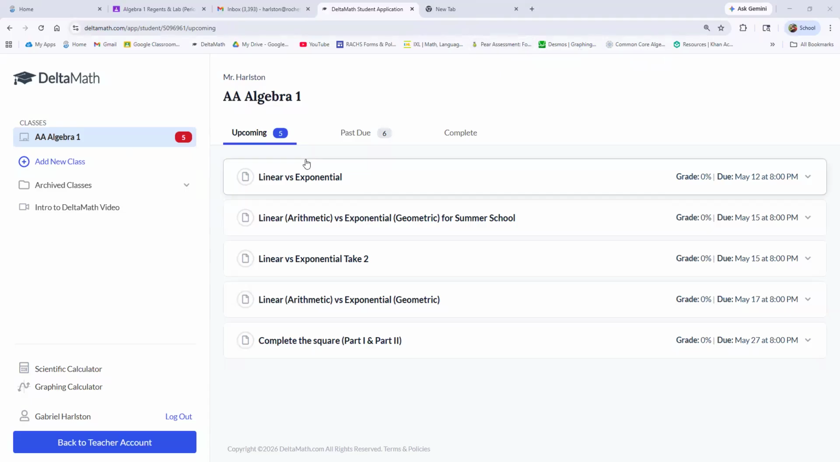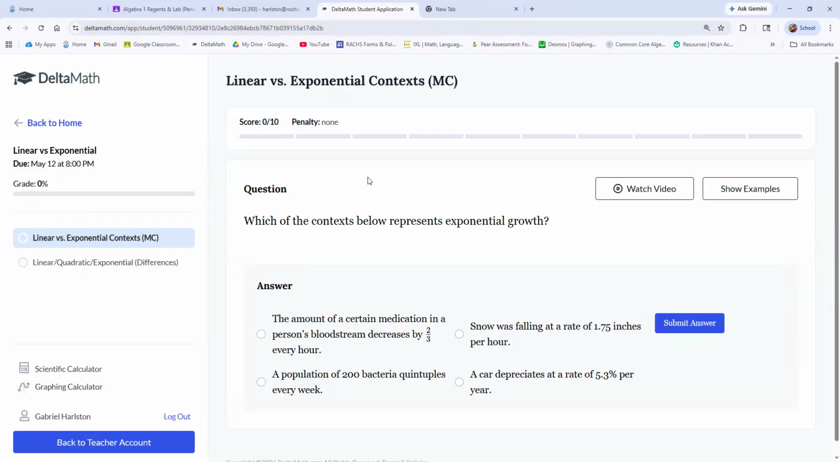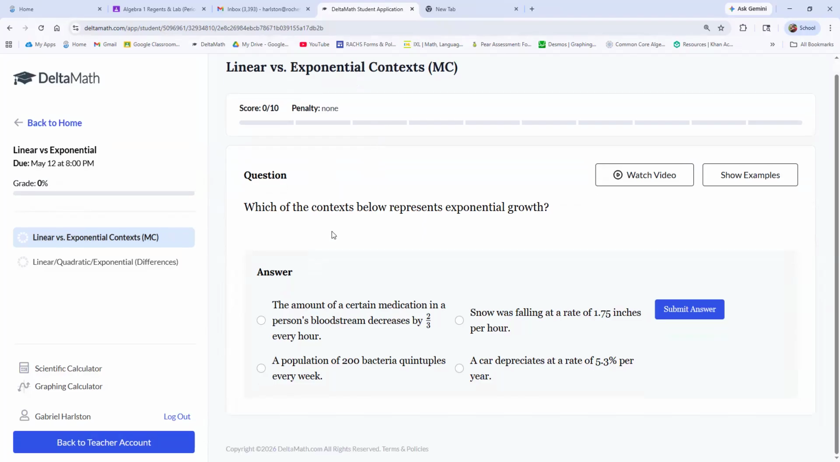H. Hey, I want to do a couple of videos on the assignment that we're currently working on, linear versus exponential. Just do a couple of examples, make sure everyone is good to go. So I'm just going to jump right into this.